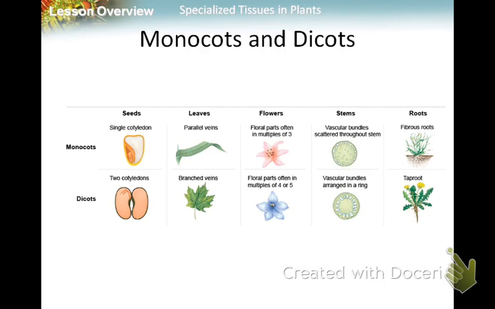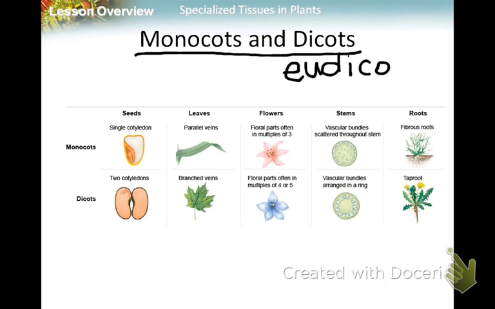Last thing, not necessarily in this section, it's actually in the previous chapter, but the difference between monocots and dicots. First of all, on the test, you'll see the word eudicot. It means the same thing. Monocots are always called monocots, but dicots sometimes are called eudicots. So for the difference between these, we'll just call them monocots and dicots for this purpose.